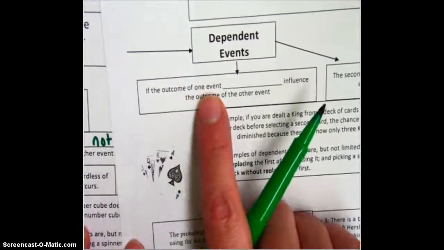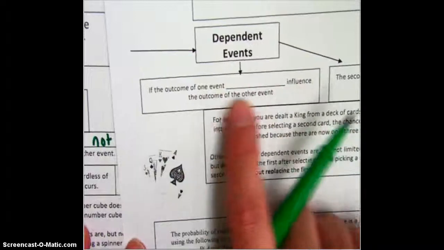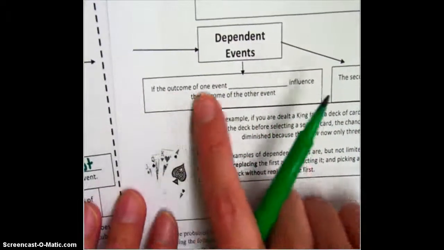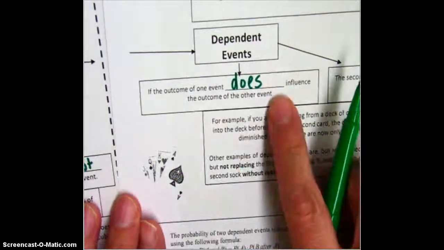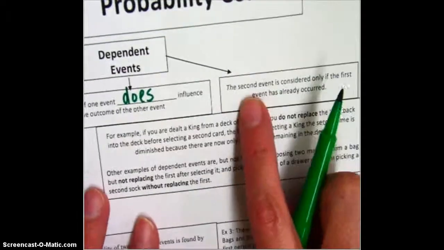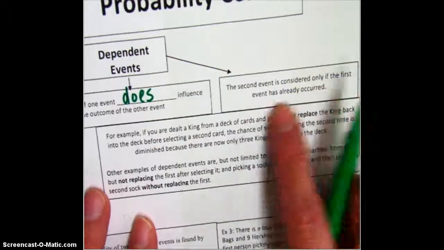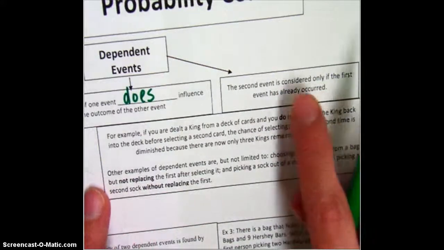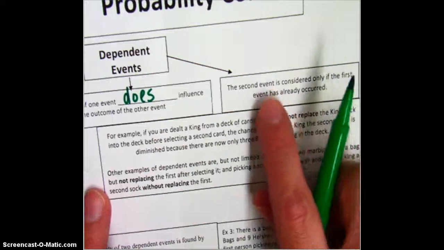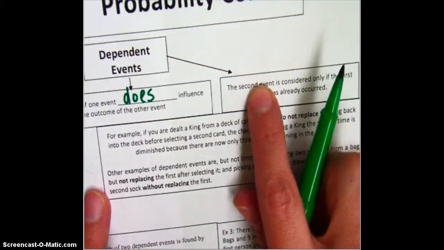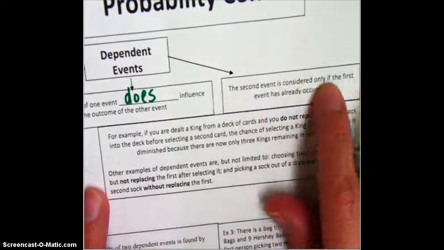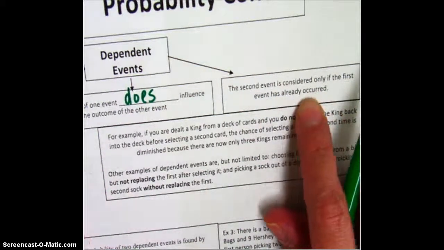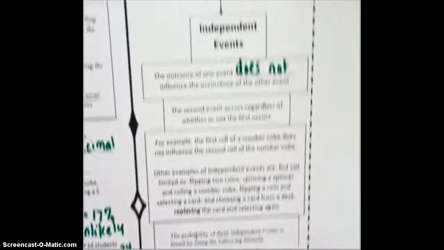On a dependent event, the outcome of one event blank influence the outcome of the other. This one does influence, so the outcome of one event does influence the outcome of the other. So if your parents move, you have to move with them. The second event is considered only after the first event has occurred. So if your friends ask, are you moving to Alaska? Well, you first have to see, are your parents moving to Alaska? If your parents are moving to Alaska, you're moving to Alaska. So the second event is considered only if the first event has already occurred. So let's go ahead and focus on independent events since we've got that out of the way.